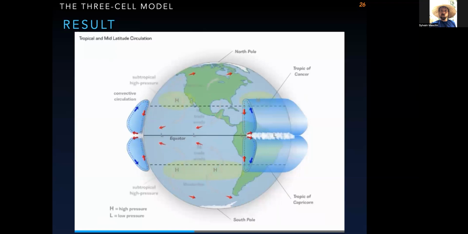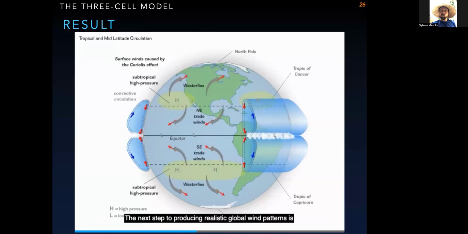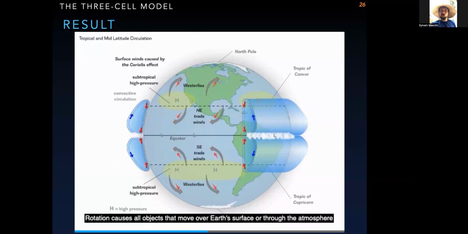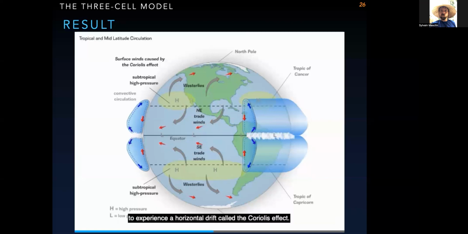The next step to producing realistic global wind patterns is to add the effect of Earth's rotation. Rotation causes all objects that move over Earth's surface or through the atmosphere to experience a horizontal drift called the Coriolis effect. The Coriolis effect shifts objects to the right of their initial path in the northern hemisphere and to the left in the southern hemisphere.